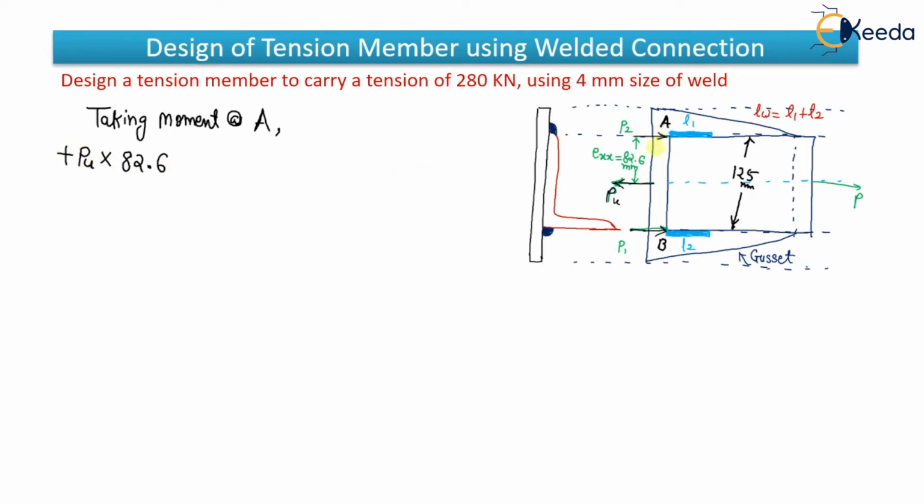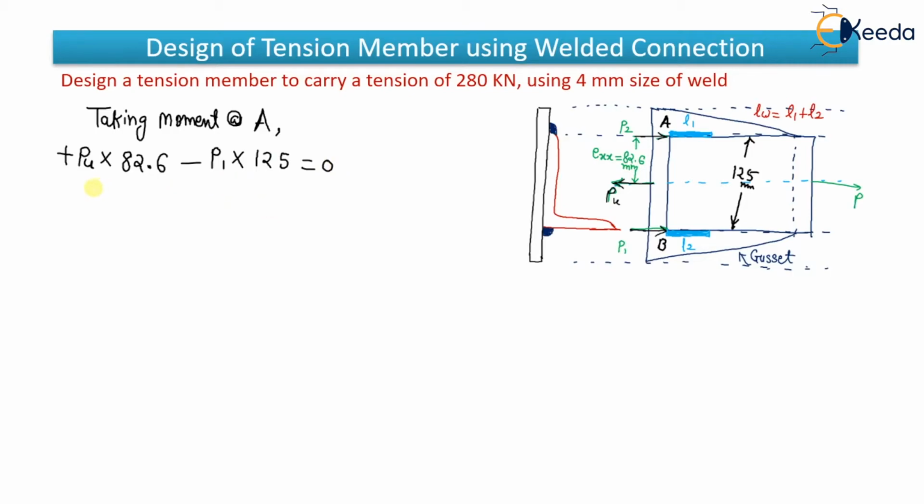Now next one, this P2. If you have to reach this P2 to A, the moment will be 0 because there is no distance. What about P1? P1 will be going like this. P1 into the distance, perpendicular distance will be 125, and it is going anti-clockwise. That's why I will take minus. So P1 into 125, and that will be equal to 0. Okay. Now if you simplify it, you can easily calculate the value of P1.